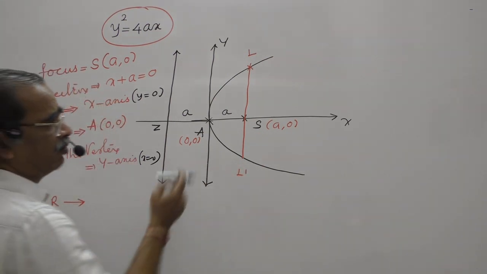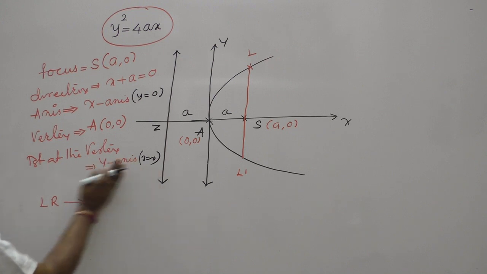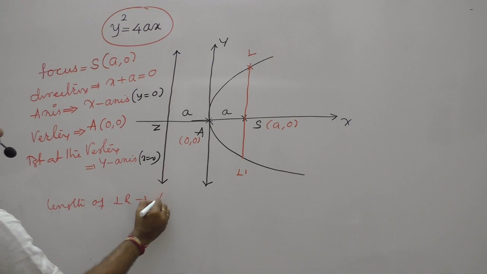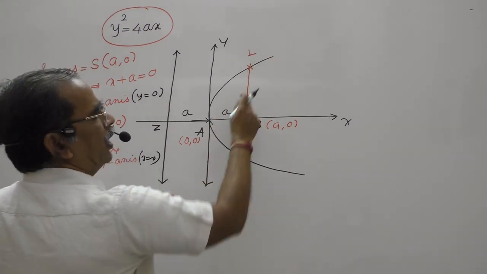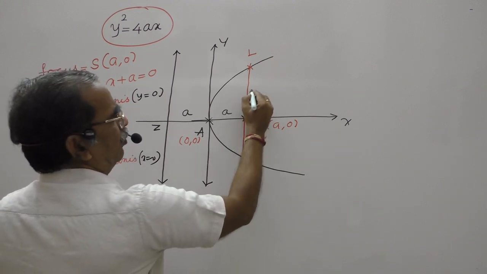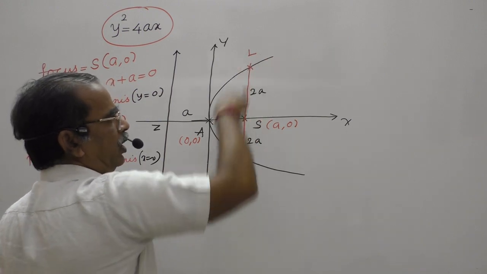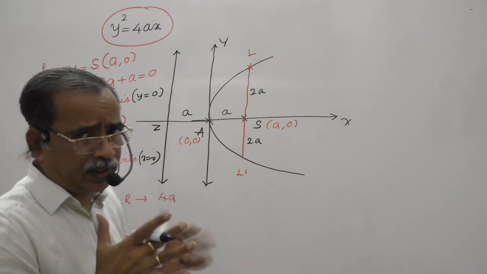Just now we have seen the length of the latus rectum. The length of the latus rectum is 4a. See, the length of the latus rectum is 4a. It is a double ordinate. Therefore, this will be 2a and this will be 2a. 2a plus 2a, its total length is 4a. So you should know everything in the figure also.